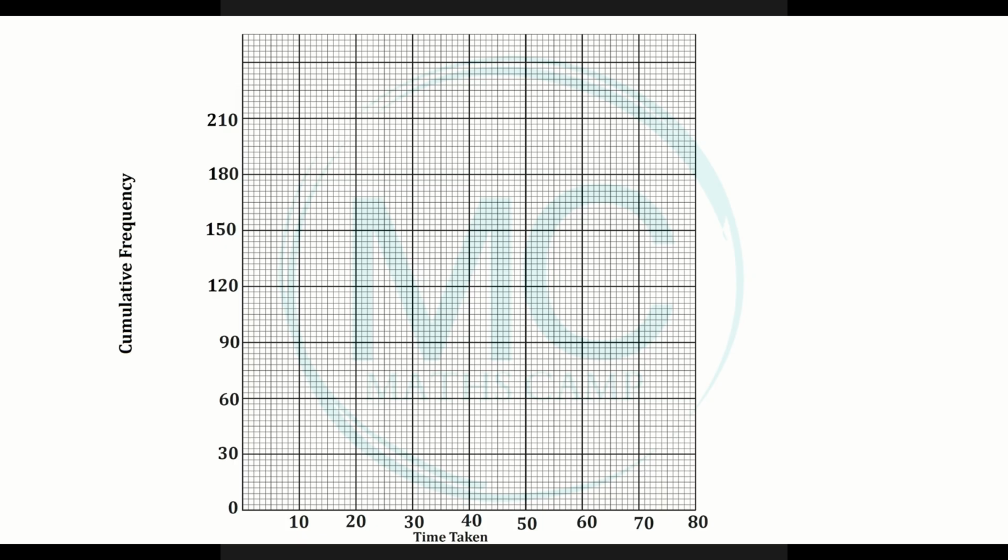And now I can plot my points. My first interval goes up to t is 15. So let's plot this point over here. My second interval goes up to a time of 25 minutes and cumulative frequency 46. So let's plot this point. For my next point, time of 30 will sit over here. Time of 40 will sit about there. Time of 50 over here.